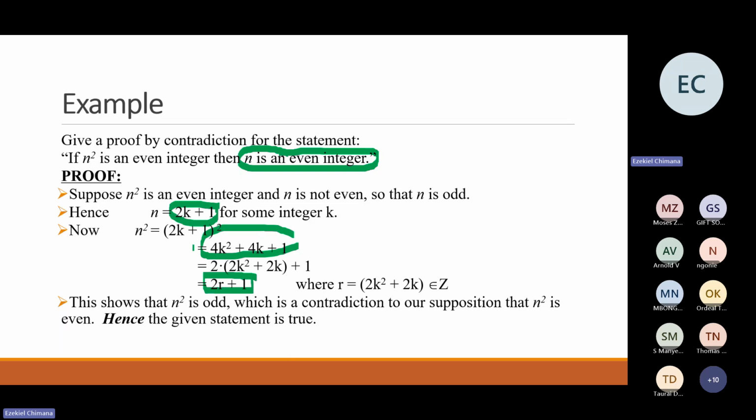That's the contradiction that we mean. Otherwise it would have come out even, so the statement would have been false. But the fact that you have failed to prove that whenever n is odd, n squared is even, hence the given statement is true.